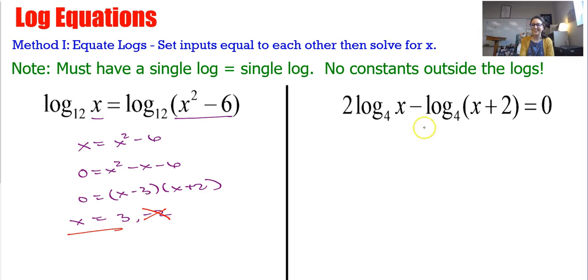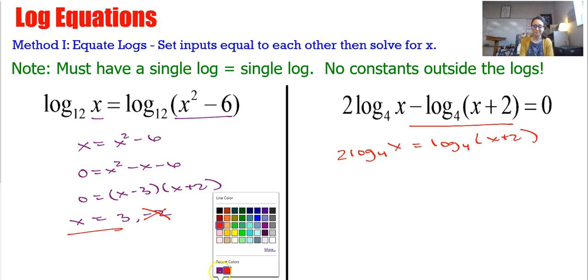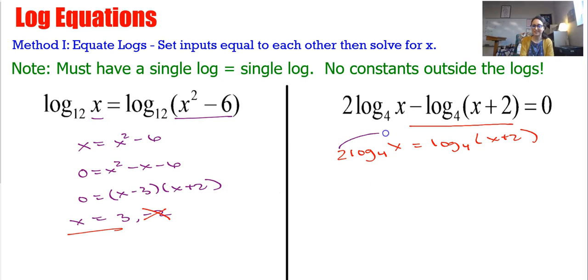All right, for the second one, let's first go ahead and move this log to the other side. So we've got 2 log base 4 of x equals log base 4 of x plus 2. So I've got log base 4 on both sides, but the problem is I've got this extra 2 here. So any ideas what we can do there? We can apply the power rule and fly that 2 back to the power, okay?